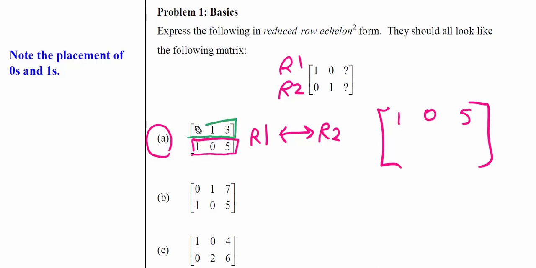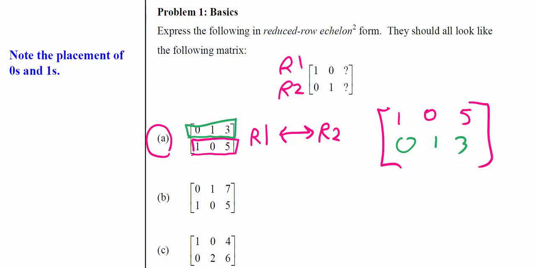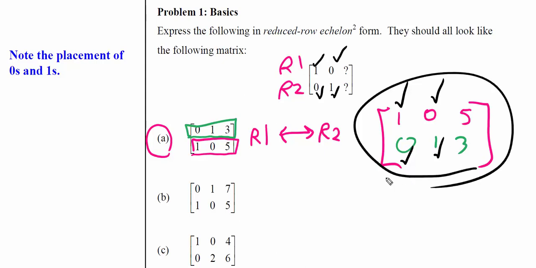And row 1 is now going to become my new row 2. That's all there is to it. Note the placement of the 1, the placement of the 0, the placement of the 0, the placement of the 1, and then whatever numbers these are, whoop-de-doo, nobody cares, because A is done. We're done.